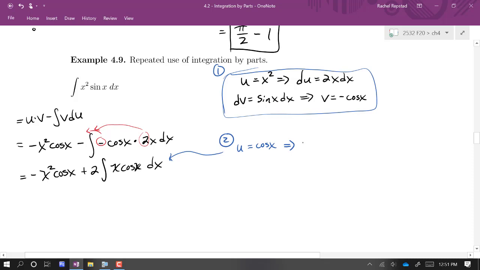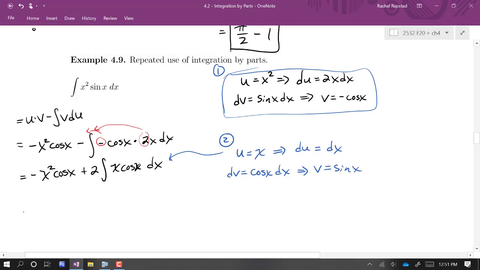So if u is cosine x, then du is negative... Oh wait, sorry, I need to make a different choice there. We know how to integrate cosine, so we're going to make the similar choice as we did in the first round. We're going to let u equal the power of x. So u is x to the first. That means du is equal to dx. Our dv function is cosine x dx, and if we integrate that, we get sine x.